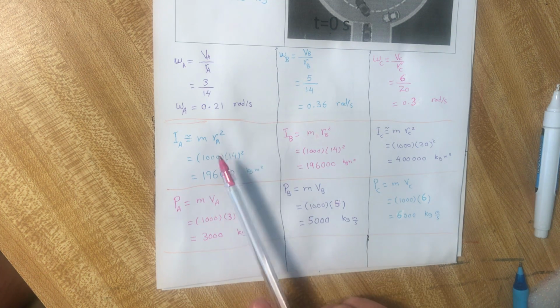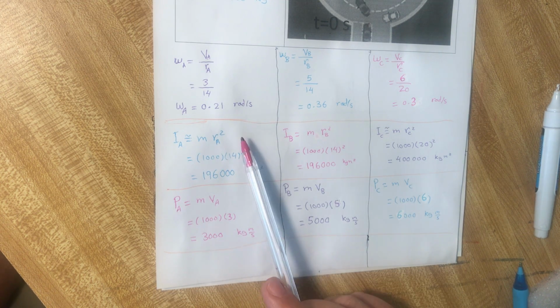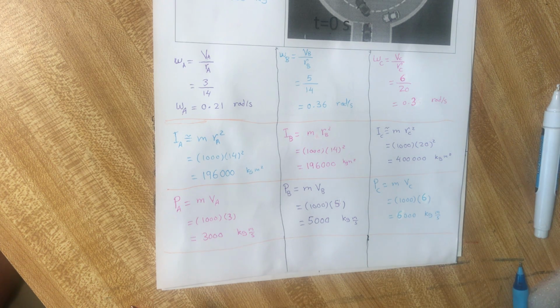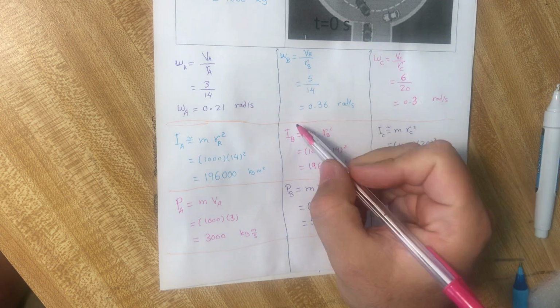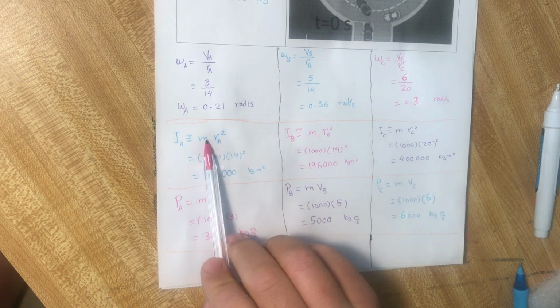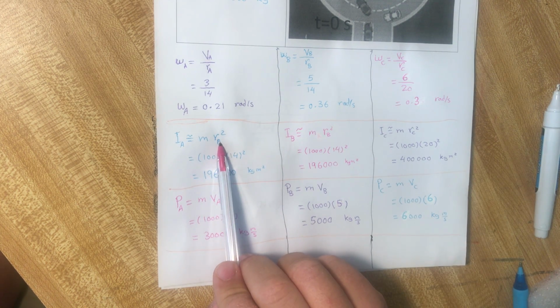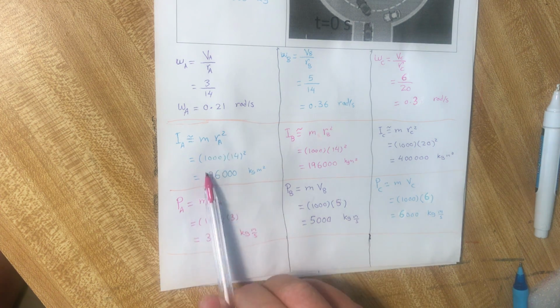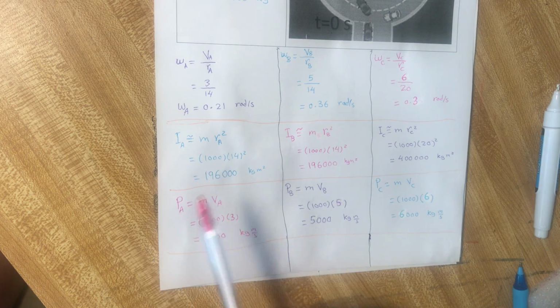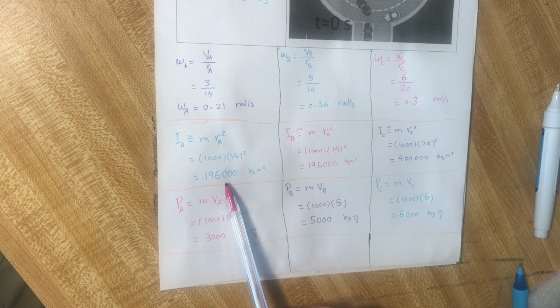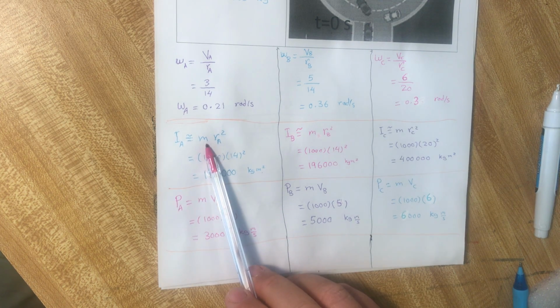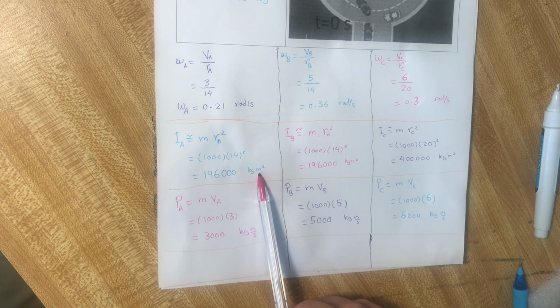Moment of inertia. We need to assume that the car is a point mass. We don't need to take it as an extended mass. So the moment of inertia is approximately equal to m multiplied by r squared. M is 1,000, r is 14. Then the moment of inertia is 196,000 kilogram meter squared. Kilogram is the unit of mass, and r squared has the units meter squared.